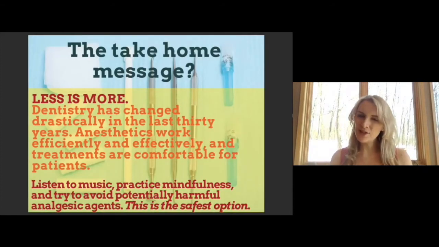So the take-home message here: less is more. Dentistry has changed drastically in the last 30 years, and anesthetics work effectively and efficiently, and treatments can be much, much more comfortable for people. So the best thing that you can do if you come across a patient with anxiety, dental fear, dental phobia, recommend that they listen to music, practice mindfulness, and try to avoid potentially harmful agents. This really is the safest option.